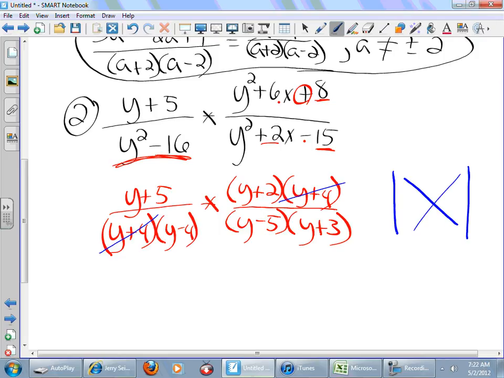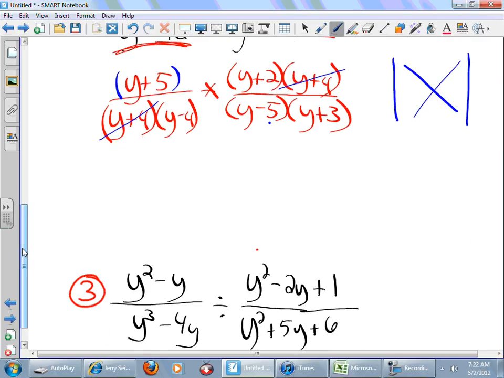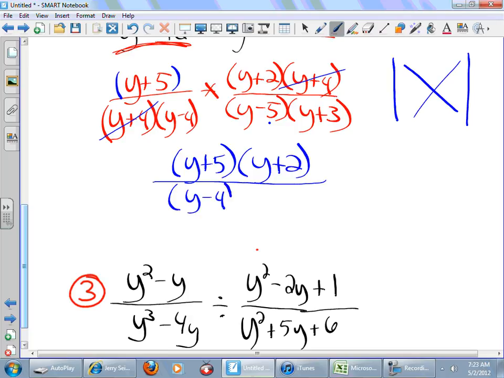I've got a y plus 5 and a y minus 5 here, but that's not the same. So they don't simplify. So I get this as my numerator and this as my denominator. Now, if you're a glutton for punishment or just really love math and you want to FOIL and distribute and do all that, you can, but you can also stop here because that is in simplest form and it is obvious to the reader that it is in simplest form.